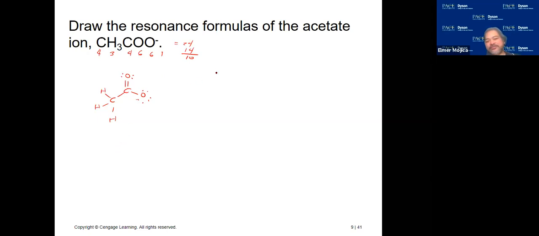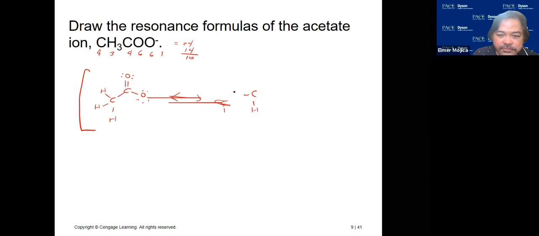But as it says here, this is a resonance structure. So how are we going to make it into a resonance structure? We maintain this one, but for this one, the double bond will change. That makes it the resonance structure. Initially here you have a double bond and then it becomes a single bond. And here you have a single bond and then it becomes the double bond.